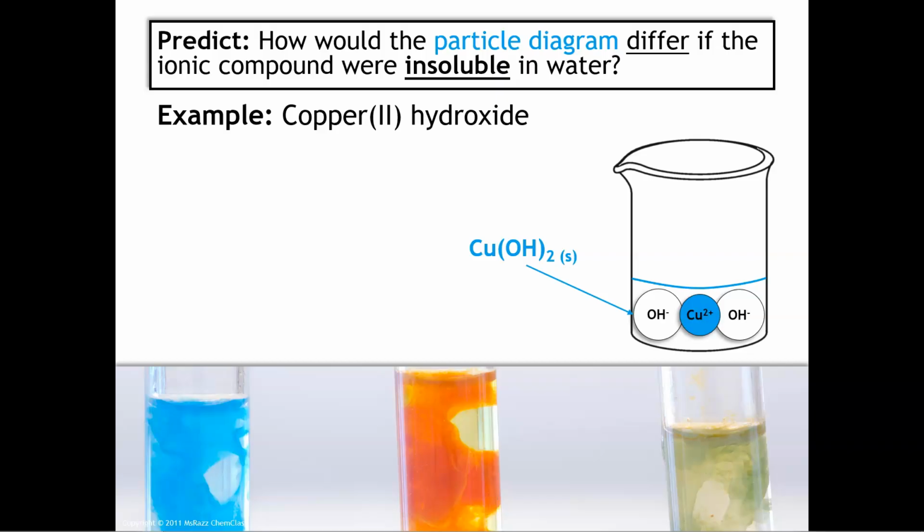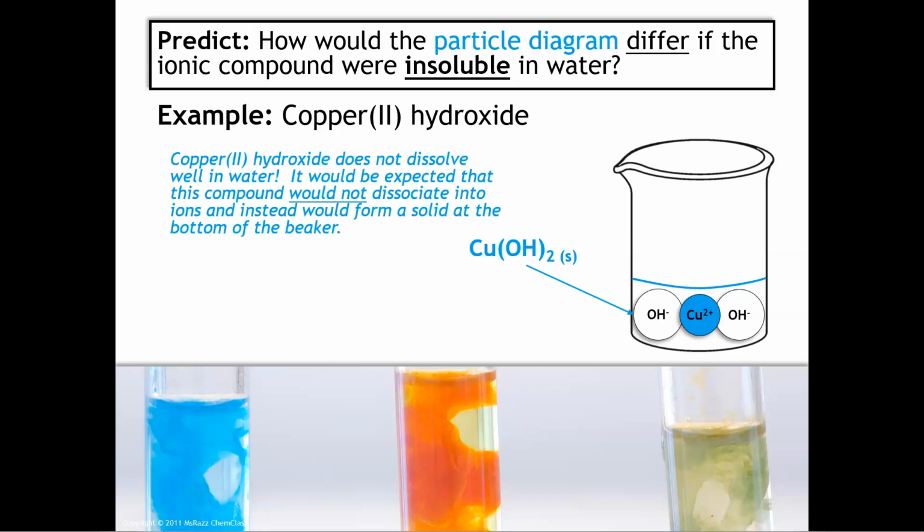And that's intentional, because if you put a conductivity tester in the solid, it would not conduct electricity. In order for it to conduct electricity, you actually have to have the ions be mobile. They have to be able to move around. So this is how this particle diagram would look if we were describing an insoluble compound. So again, just to reiterate, copper 2 hydroxide does not dissolve well in water. It would be expected that the compound would not dissociate into ions and instead would form a solid at the bottom of the beaker.